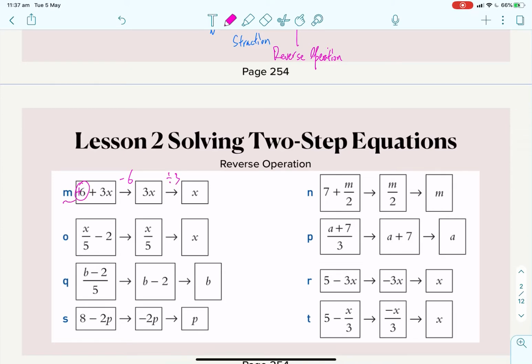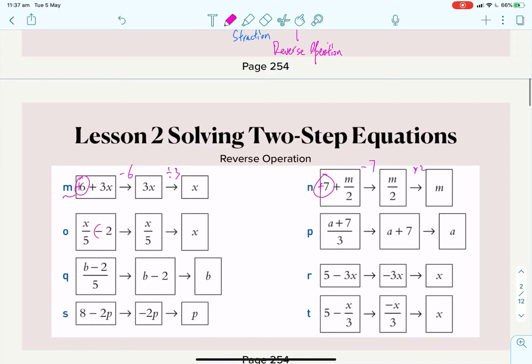The next one is quite similar, because we want to keep the group on the right hand side, so we want to remove the 7 here. There's an invisible plus there, so we minus 7 as the opposite. Then m over 2 is the same as m divided by 2, so the opposite of divided by 2 is times 2. A lot of those will be easy, but let's go through them together just in case. The opposite of minus 2 is plus 2, and the opposite of divided by 5 is times 5.